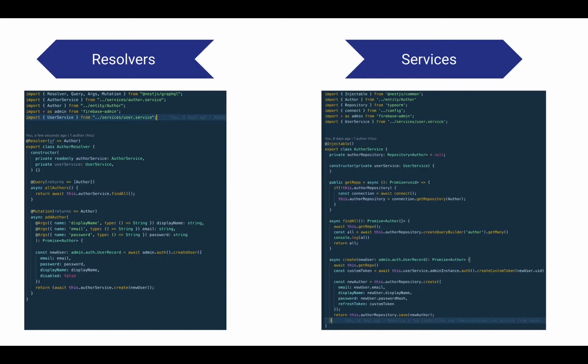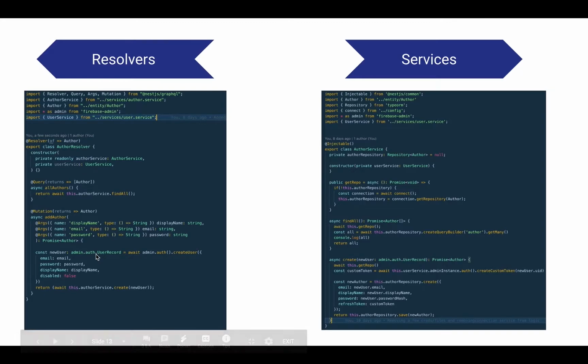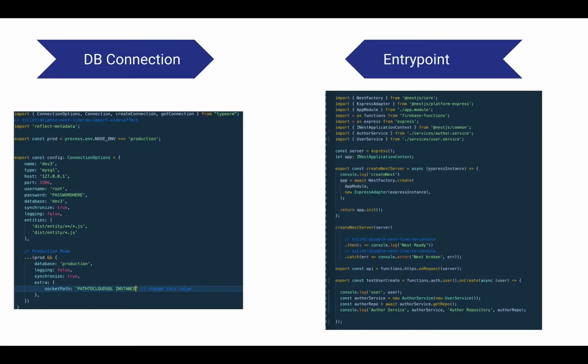So an ORM in this case allows us to be a little bit more flexible. It will save that new author, and then it will return it back to our GraphQL resolver, and that's when we end up getting the data back to the front end.